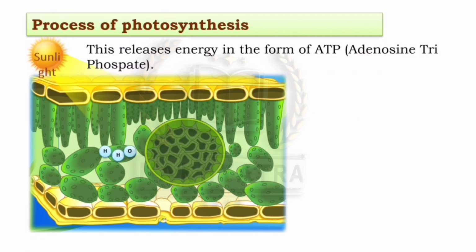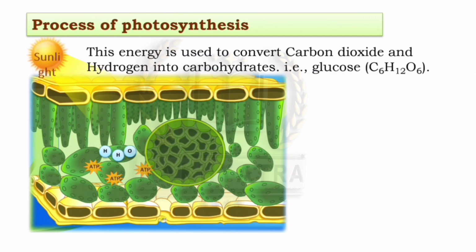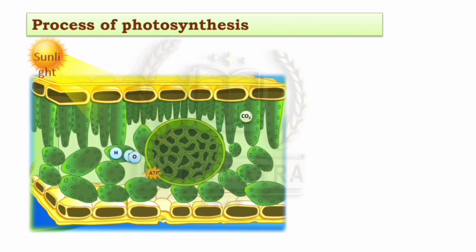Okay, so there is a release of energy in the form of ATP. ATP means adenosine triphosphate. Alright, so this energy is used to convert carbon dioxide and hydrogen into carbohydrates, that is glucose, and this is the formula for glucose, C6H12O6. So that energy is used to convert carbon dioxide and hydrogen into glucose, that means carbohydrates. I hope everyone is clear.